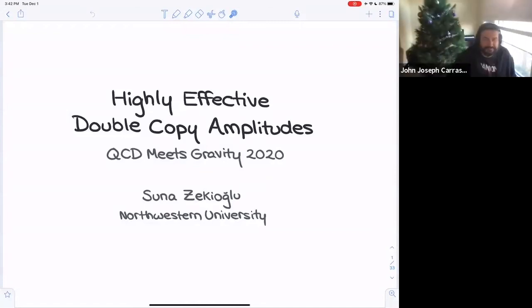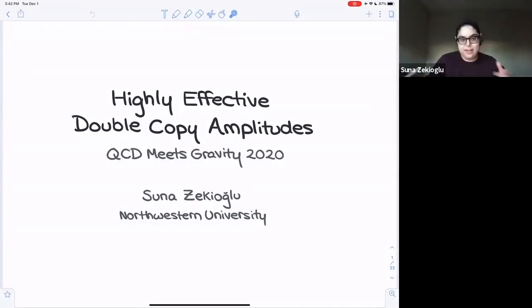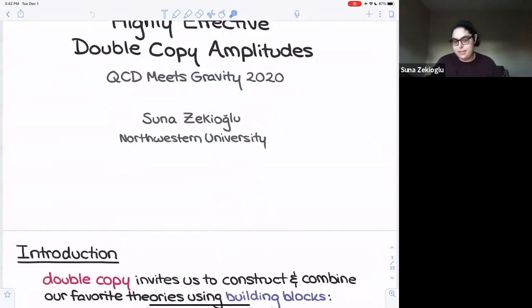Thanks. I'm going to be talking about some efficient methods for generating higher derivative corrections to gauge theory and gravity through some double copy methods. And this is based on work I've done with John Joseph and with Laurentiu Rodina.